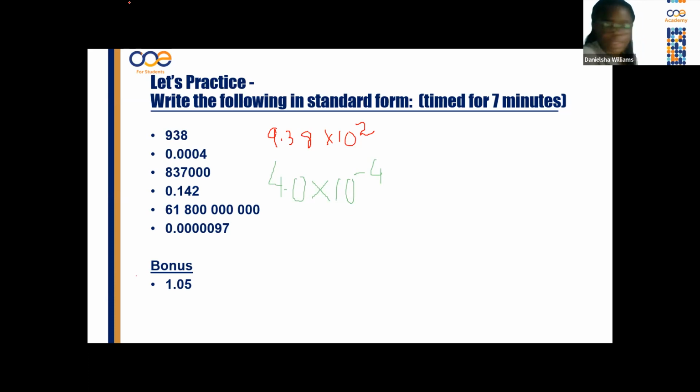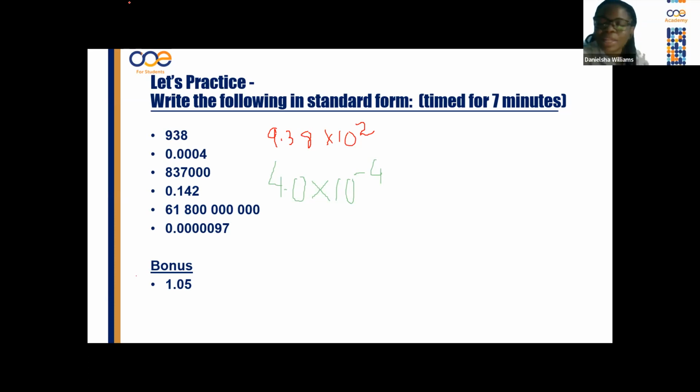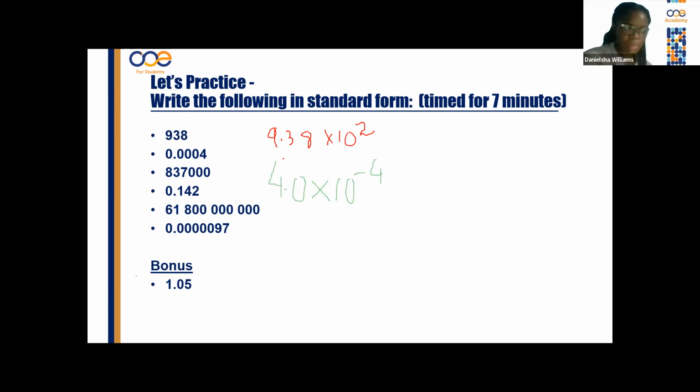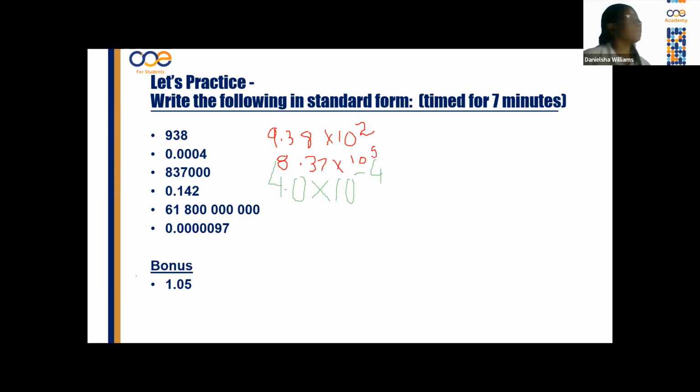So, what's your answer, my dearest? Miss, is it 10 to the 5th power, miss? Did you give me the full answer, Nathan? You just gave me 10 to the 5th power? What is the full answer? 8.37 times 10 to the 5th power. Nathan, remember, I'm using a mouse. 8.37 times 10 to the how much? 10 to the 5th power, miss. Okay, yes, awesome.